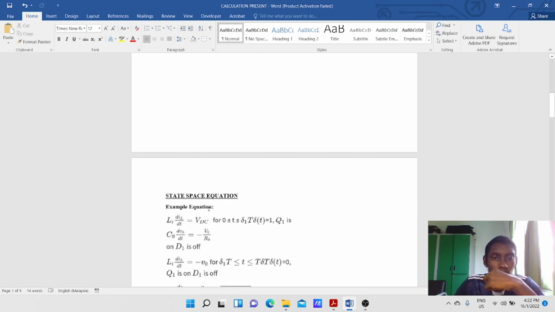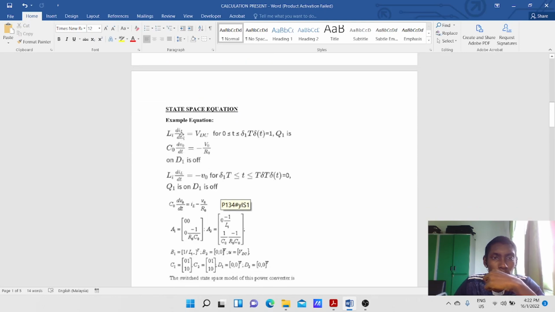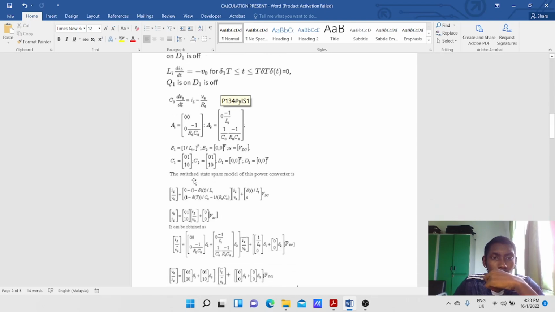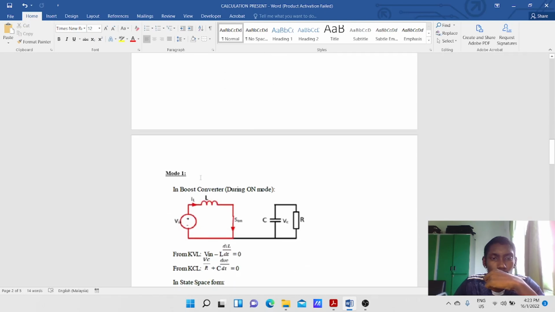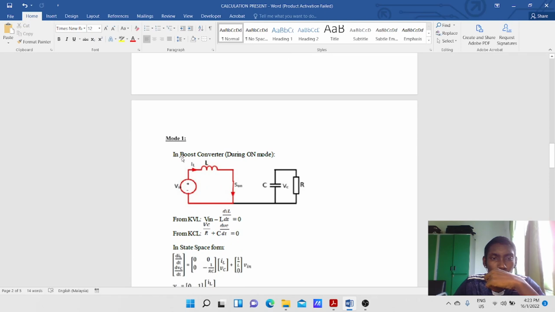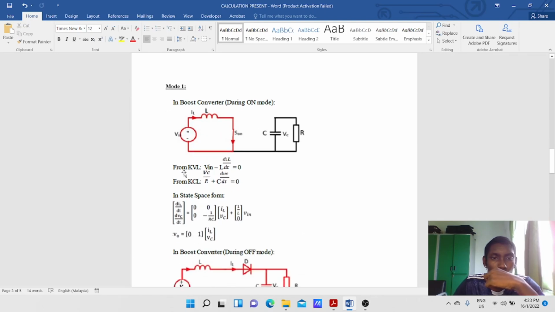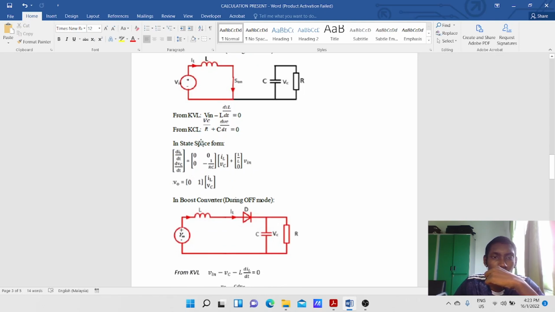Let's move on to the state space equation. These are the equations for the state space. The switch state space model of this power converter is this equation. Let's look at mode 1 in the converter, during on mode. For KVL, Vin minus L dIL/dt equals 0, whereas for KCL, V/R plus C dVc/dt equals 0. So this is the state space form.